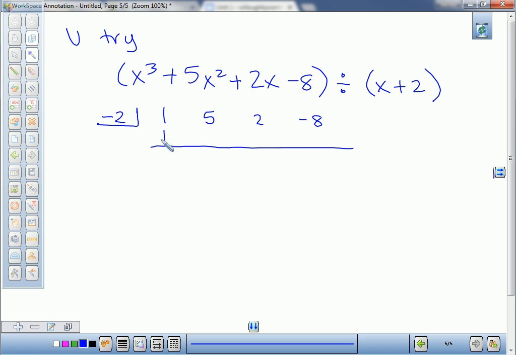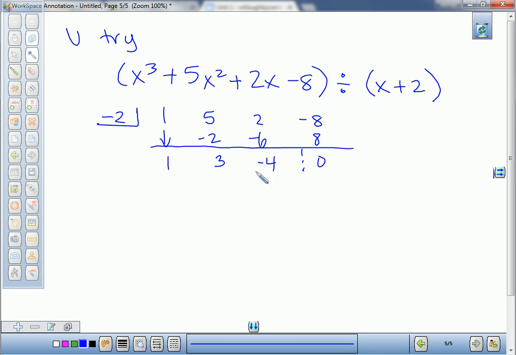Okay, so the process is bring down the first one every time. Multiply, add. Multiply, add. Multiply, add. Now, this time we got a remainder of 0.